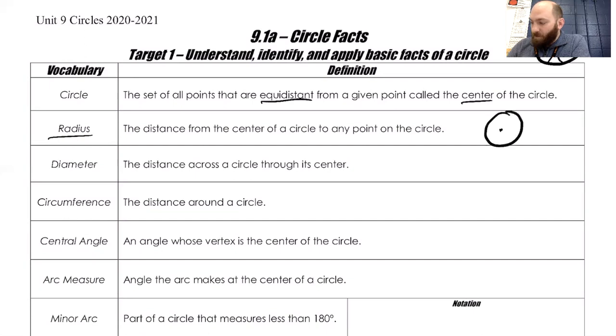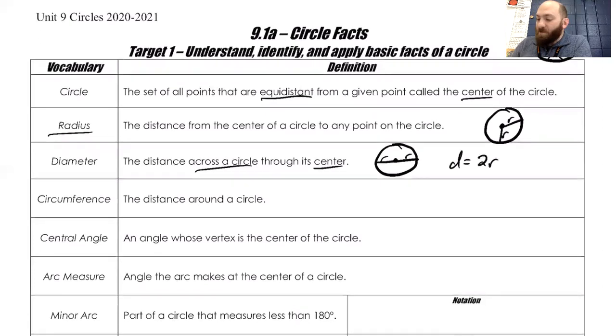So here's my circle, here's my center. Any point there is going to be my radius. And again, it doesn't matter where I go, so the radius is still the same length wherever it's at. The diameter is the distance across a circle through its center. So that's a special line that goes, here's my center, from one end of the circle to the other, passing through the center like that. That's my diameter. One thing to point out is that it's made up of two radii, or radiuses, whatever works. So I could say that diameter is equal to 2 times the radius.